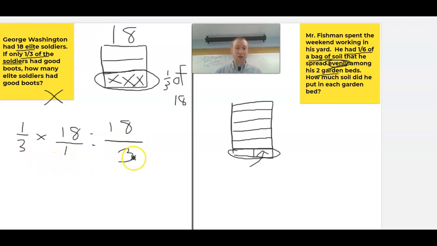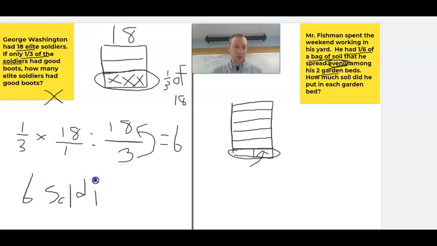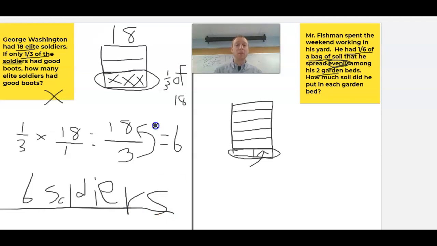That's an improper fraction. How many times does 3 go into 18? Let's count it. 3, 6, 9, 12, 15, 18. 3 goes into 18 6 times. So guess what? 18/3 is 6. So that means that 6 soldiers had good boots. 6 soldiers. I apologize for the handwriting. It's hard to write with the trackpad. 6 soldiers had good boots. So that's multiplication. I took a part of the whole.